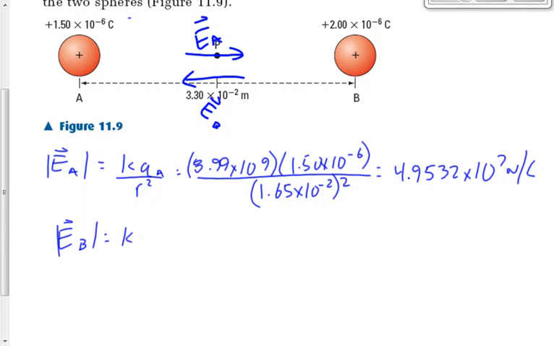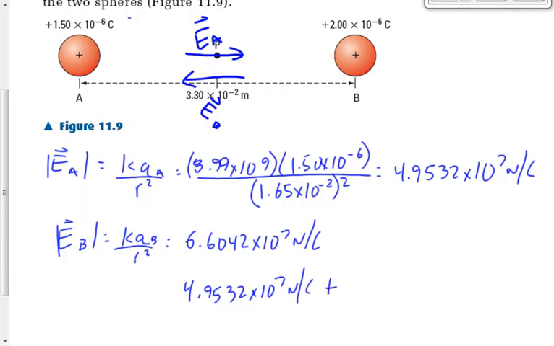It's KQB over R squared. Plug our numbers in there. Exact same numbers, except QB is going to be 2 instead of 1.5. We plug all those numbers in, we get 6.6042 times 10 to the 7 newtons per coulomb. Now, we have to add these up. Just like we added up the forces, EA is going to be a positive value, positive 4.9532 times 10 to the 7 newtons per coulomb, plus EB is going to be a negative value, negative 6.6042 times 10 to the 7.